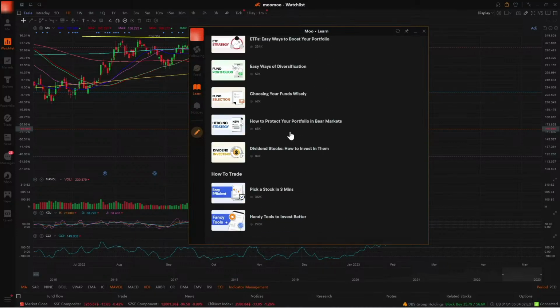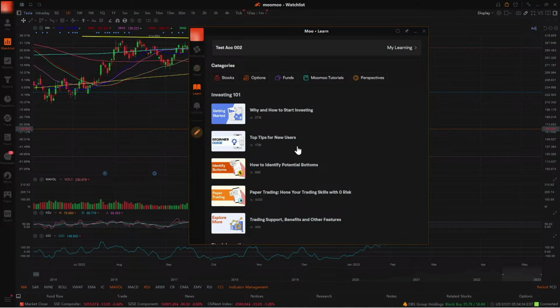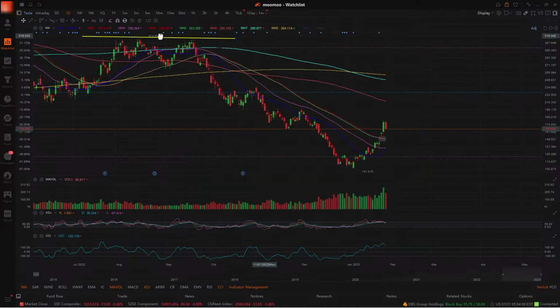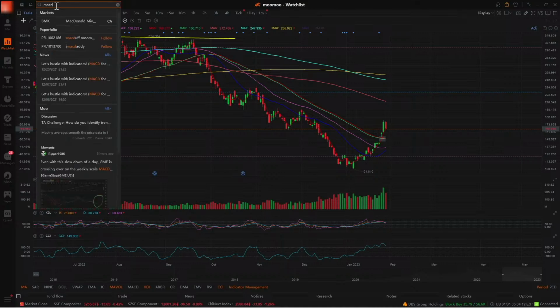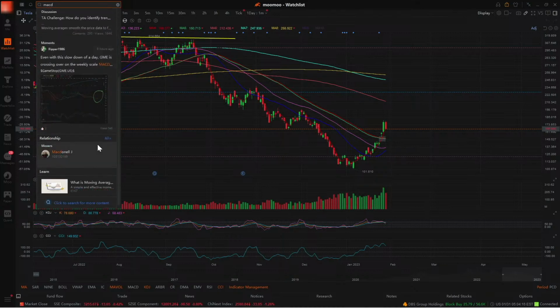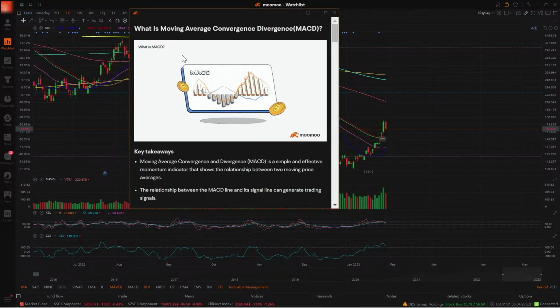So how to trade, these are the tools that we provide. But if you want to look for a specific course, for example, you want to type MACD, you can go to Learn, Moomoo Learn, under the Search tab. So this is where you can find some courses through searching via this desktop app, or even this can be done on the Moomoo mobile app.